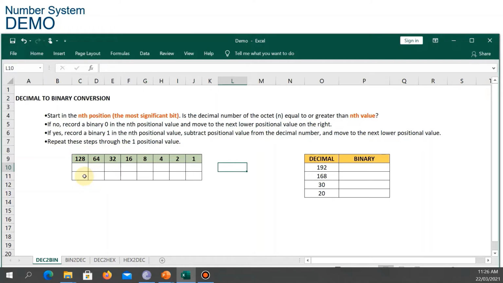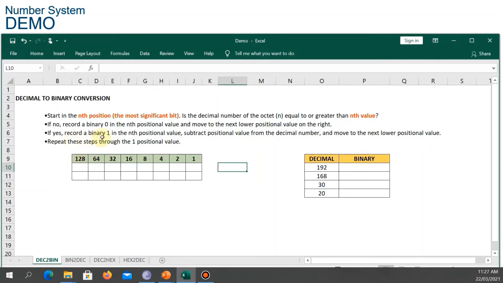We have to repeat these steps through the first or the 1 positional value here. So we will be moving from the leftmost going to the rightmost. All right, so let's start with our first example here. For instance, you will be converting 192 base 10 to binary. If we apply this algorithm, we could say, is 192 greater than or equal to 128 here? The answer is yes.